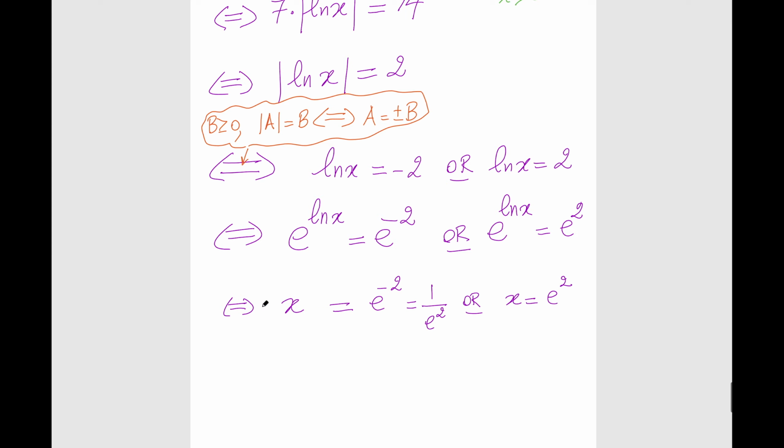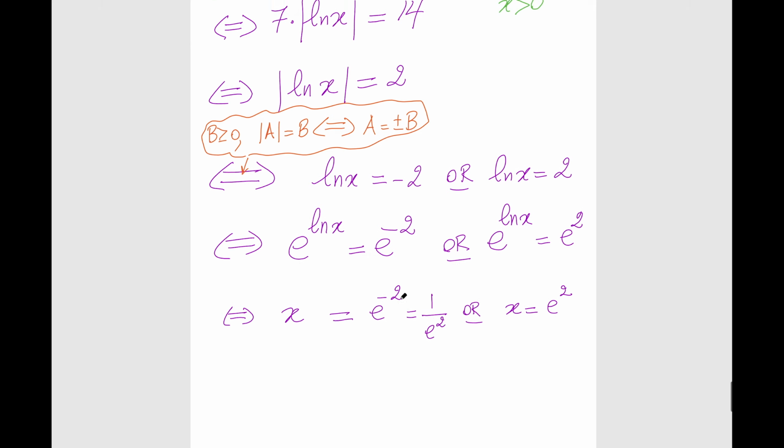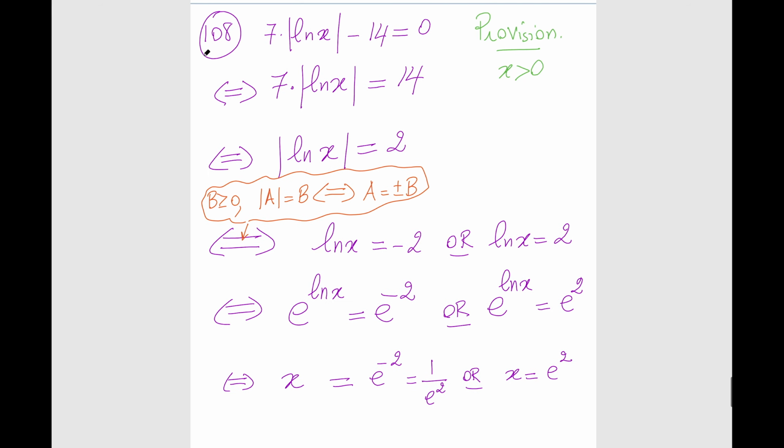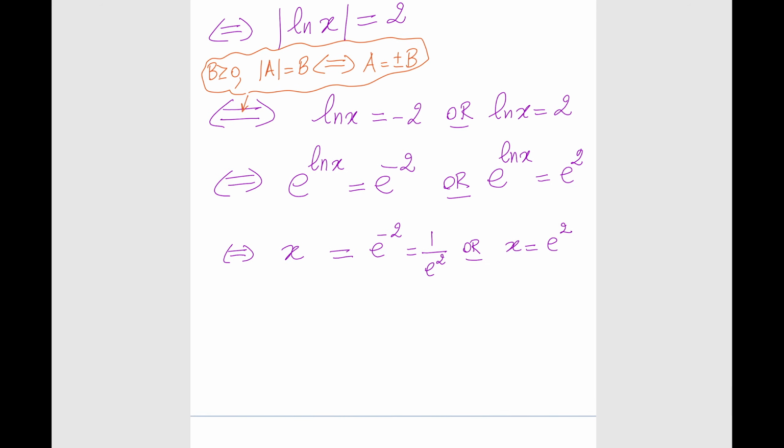All right, which one of these is not positive? Well, this is certainly positive. This is the reciprocal of a positive number. This is positive and this is positive. So both of them are positive. As such, I'm going to accept both of them. These are both my solutions to this equation, 108. Makes sense? So the solution set is simply 1 over e squared and e squared. Okay. All right, so this is the end of this section.